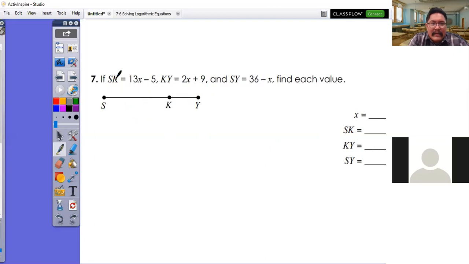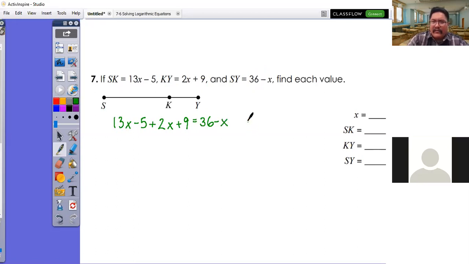All right, so SK is 13x minus 5. And then we have this segment here, KY, which is 2x plus 9. Now remember, we've got to add this segment to that segment. Once we combine those two segments, it should come out to SY, which, looking at the diagram from S to Y, is all the way from one side to the other side. And that would be 36 minus x.